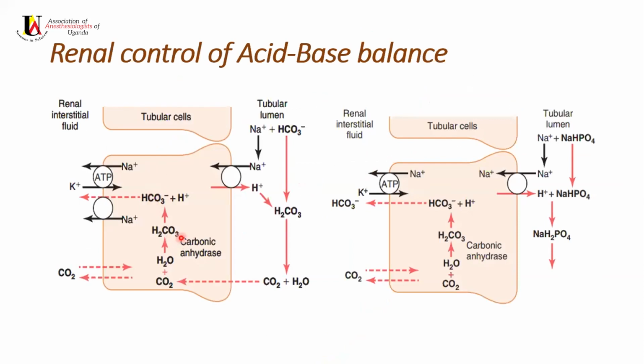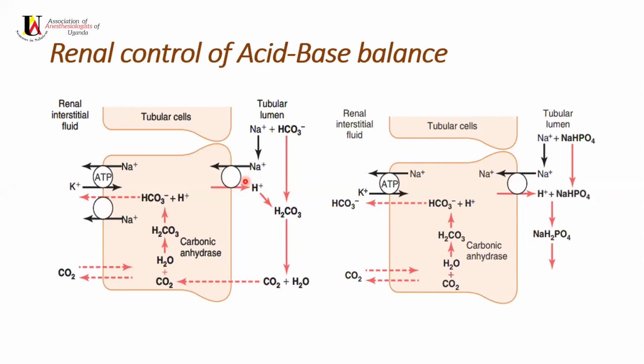This is the tubular cell, and then the tubular lumen and the renal interstitium. So we have metabolism that is taking place and producing carbon dioxide. When carbon dioxide enters the cell, it binds with water, forming carbonic acid, acted on by carbonic anhydrase. And this produces bicarb and then hydrogen ions. The bicarb is reabsorbed using the sodium-bicarb co-transporter, and the hydrogen ion is excreted.